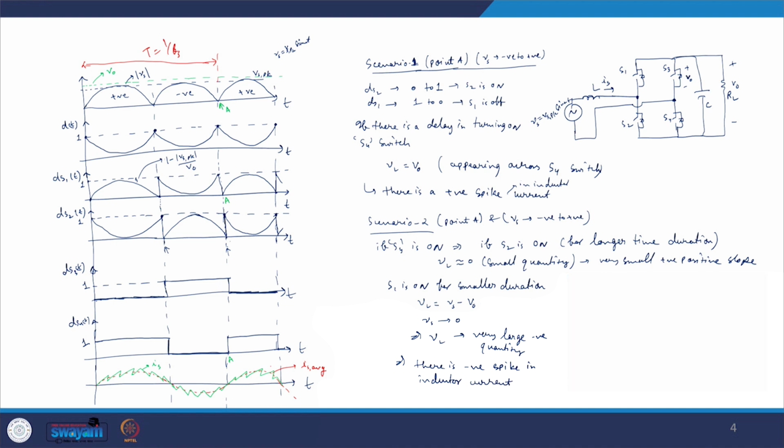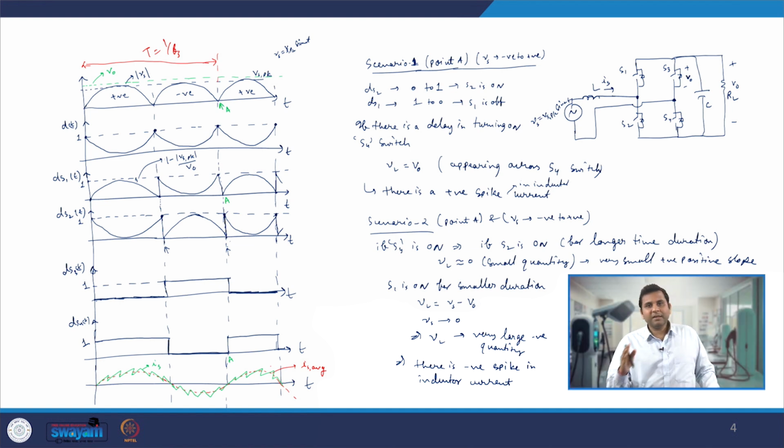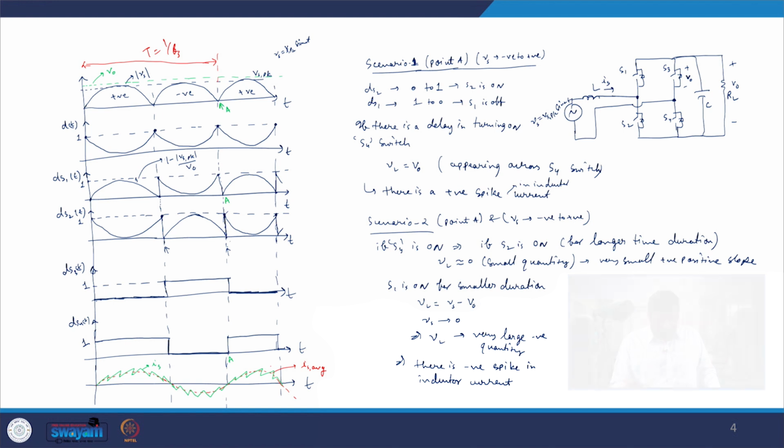So when we are going from negative to positive, there is always a delay in the S4 switch. Whenever there is a delay in the S4 switch, we saw there is a sudden rise in the inductor current on the positive side, and whenever the S4 switch is on, we see a negative spike in the inductor current.